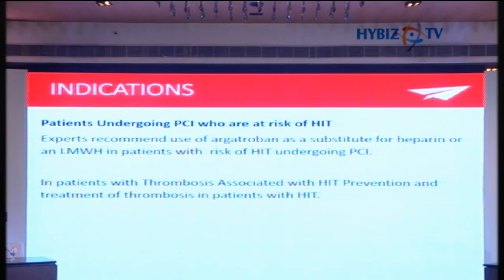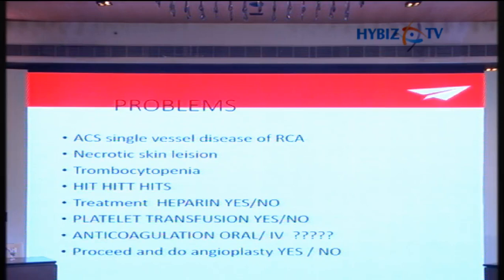So for patients undergoing PCI who are at risk of HIT, this is the main indication. Experts recommend use of argatroban as a substitute for heparin or low molecular weight heparin in patients at risk of HIT or undergoing PCI, and in patients with thrombosis associated with HIT, for prevention and treatment of thrombosis. So our patient, which I discussed, is an ideal case for argatroban, but in the clinical situation, it is very rare to see such a patient.